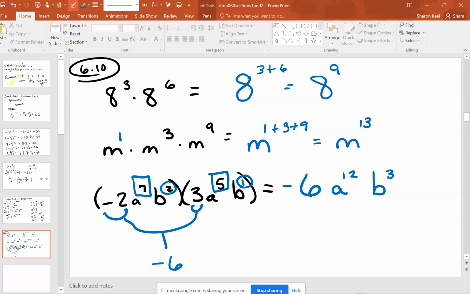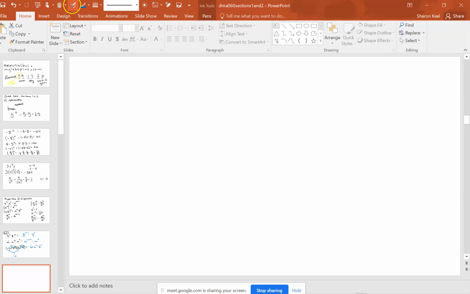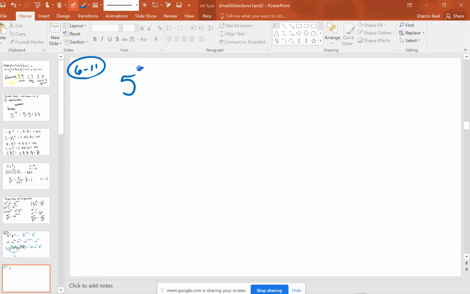Look now on page 611. On page 611, you're going to see that we have division. So we have 5 to the 7th over 5. Okay? So in this case, we subtract exponents. There's no number here. It's understood to be 1. So we're going to do 7 minus 1, which would give us 5 to the power of 6.